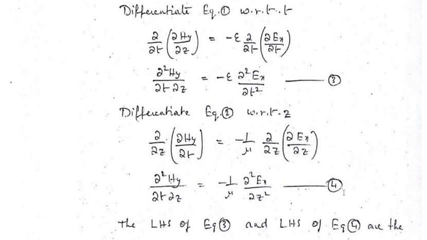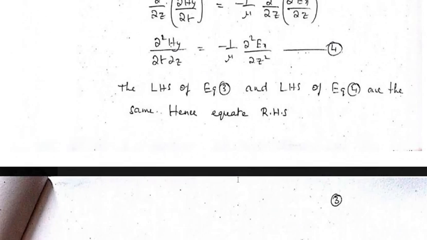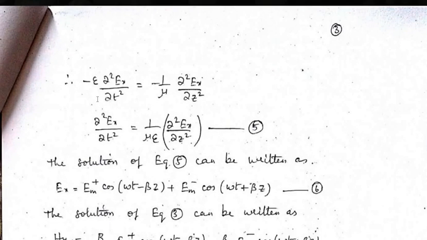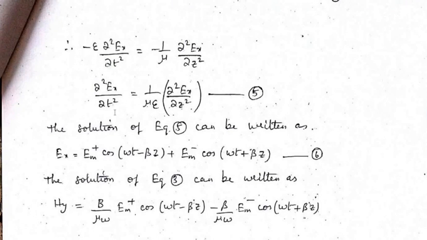Now if you see this third and fourth equations, what is similar here? If you see the term on the left side, we have dou t dou z in the denominator, and in the numerator we have dou square Hy. So the left side terms of both of these two equations are the same. So we can equate the terms on the right side. So we have minus epsilon dou square Ex by dou t square is equal to minus 1 by mu dou square Ex by dou z square. So remove the negative sign on both sides. And if you solve this second order differential equation, this is the solution we get.